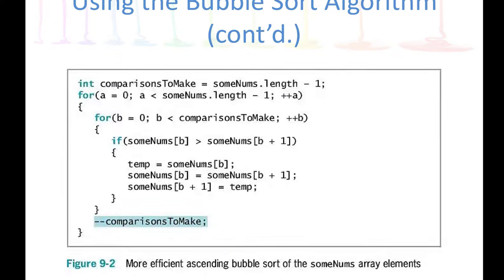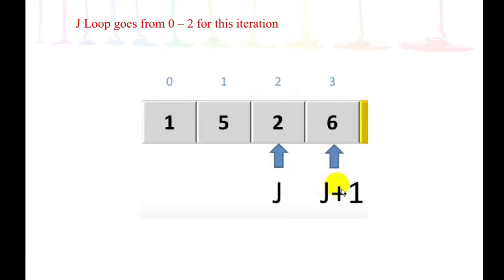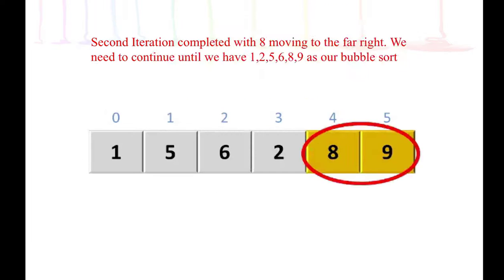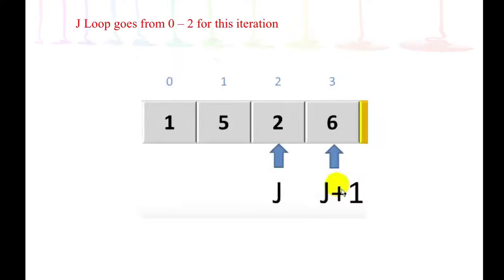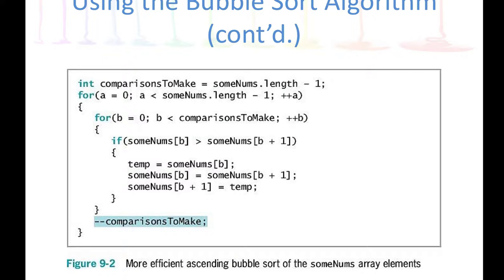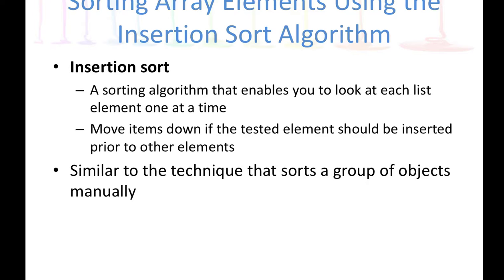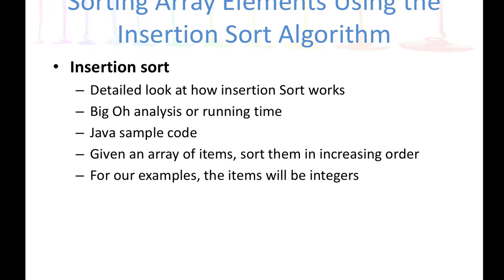So bubble sort, not the best way. The other sorting way that we talked about, this one right here, it's not the quickest, but it did work a lot better than that one. The next one we're going to get into is insertion sort. It's a sorting algorithm that enables you to look at each element one at a time. So you can move items down if the tested element should be inserted prior to other elements, similar to the technique of sorting a group of objects manually.